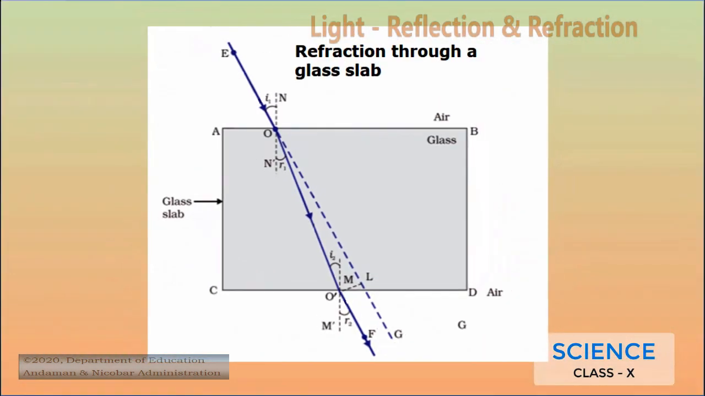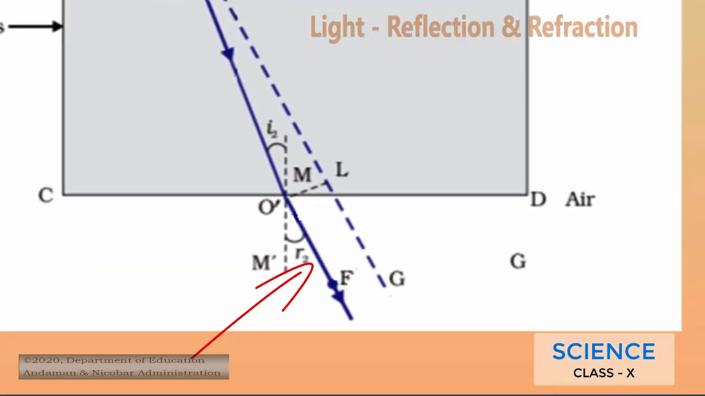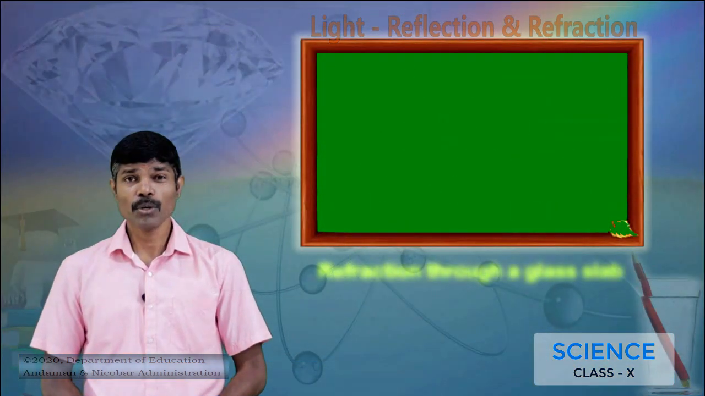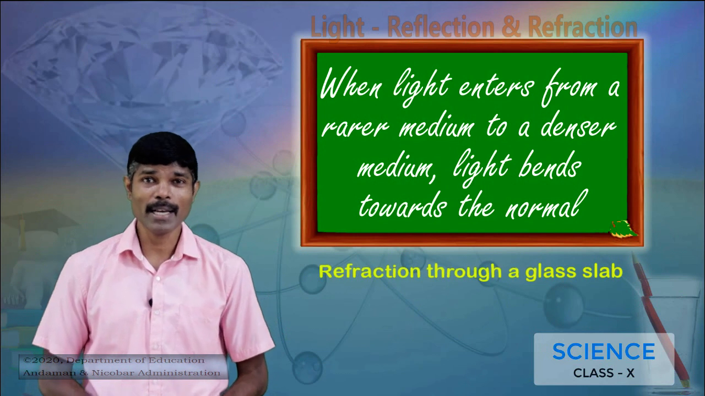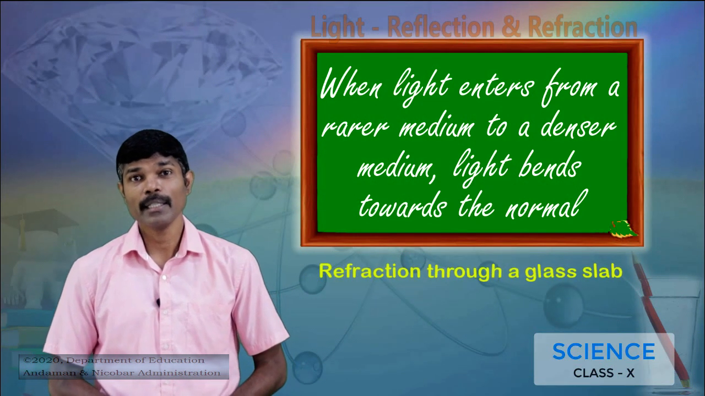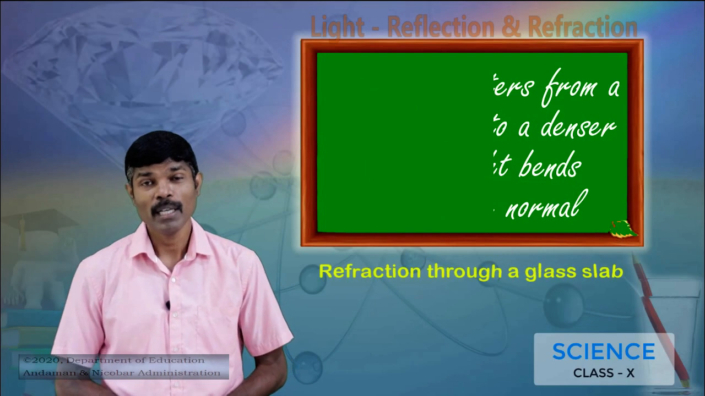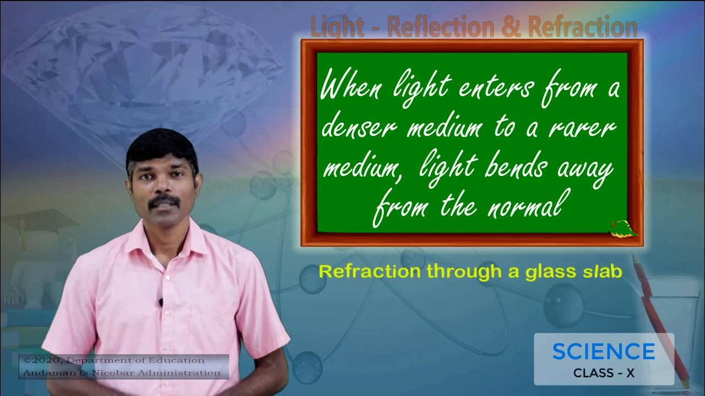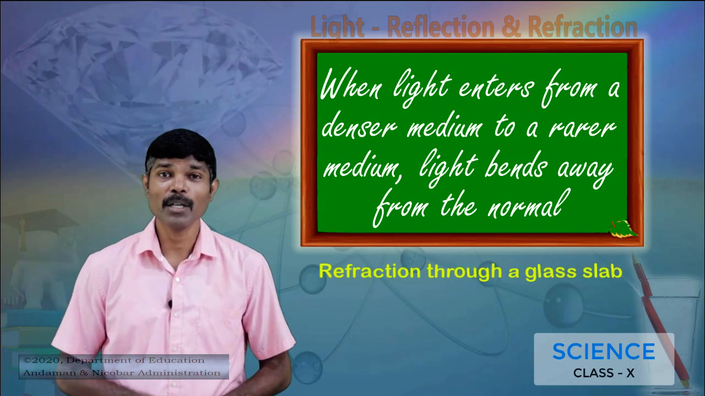Here the glass slab is the denser medium and air is the rarer medium. So when the light enters from a denser medium to a rarer medium, we can see that the light is bending away from the normal. If it had not bent, it would have followed a straight path, which is denoted by the letter H. This shows that whenever light enters from a rarer medium to a denser medium, the light ray bends towards the normal. Similarly, you can see that the emergent ray, that is from O dash, bends away from the normal.